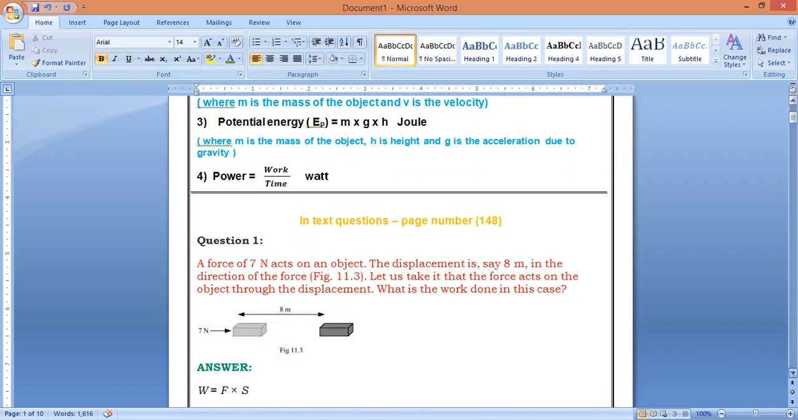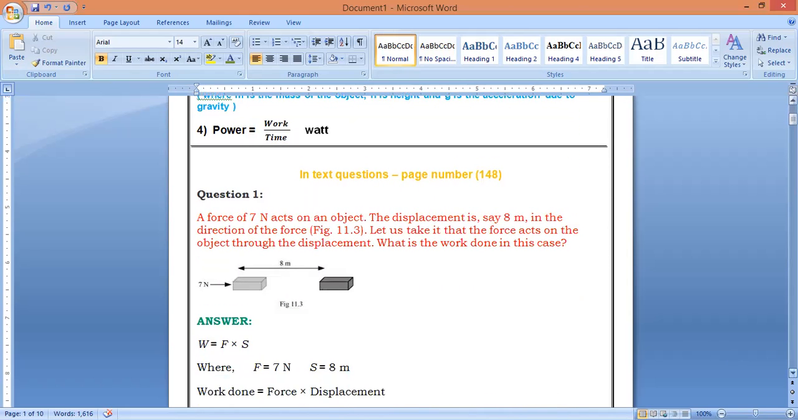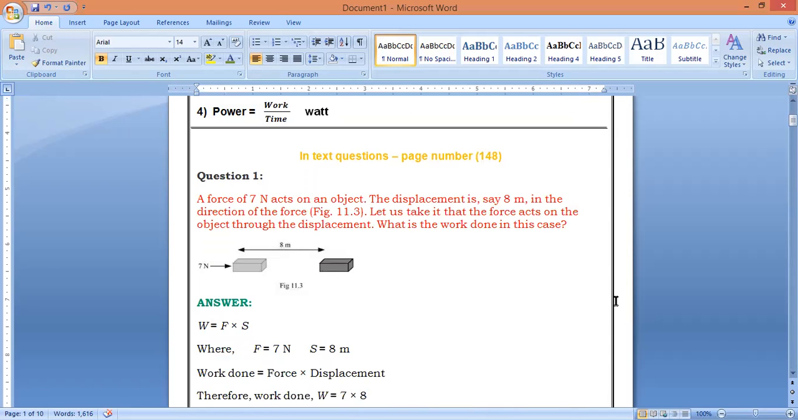148. In page number 148, the first question is: a force of 7 Newton acts on an object. The displacement is 8 meter in the direction of force as shown in the figure. Let us take that the force acts on the object through a displacement. What is the work done in this case?